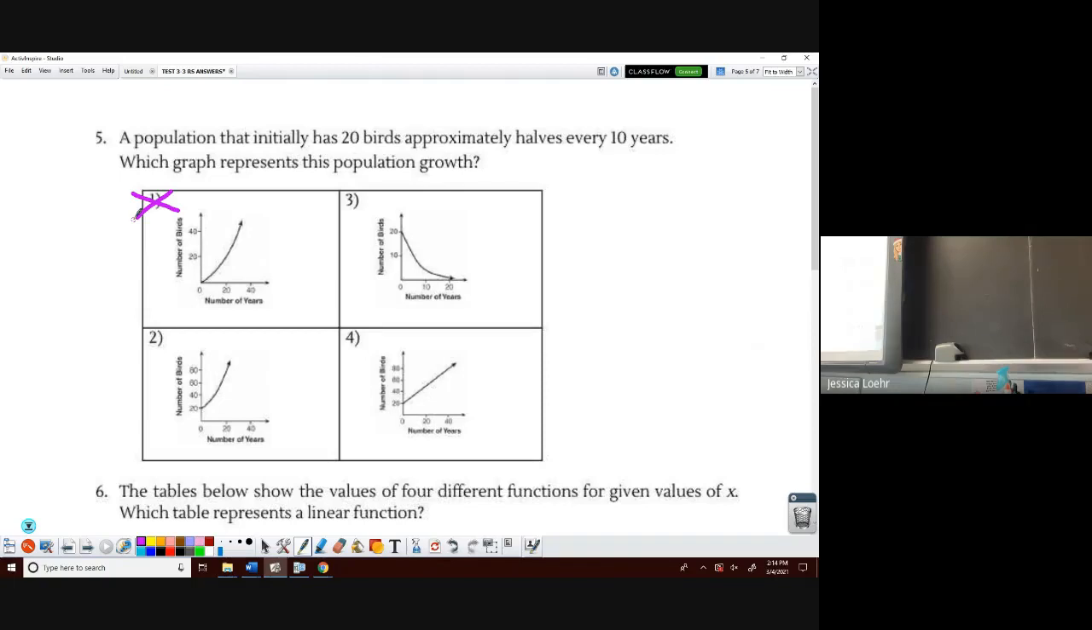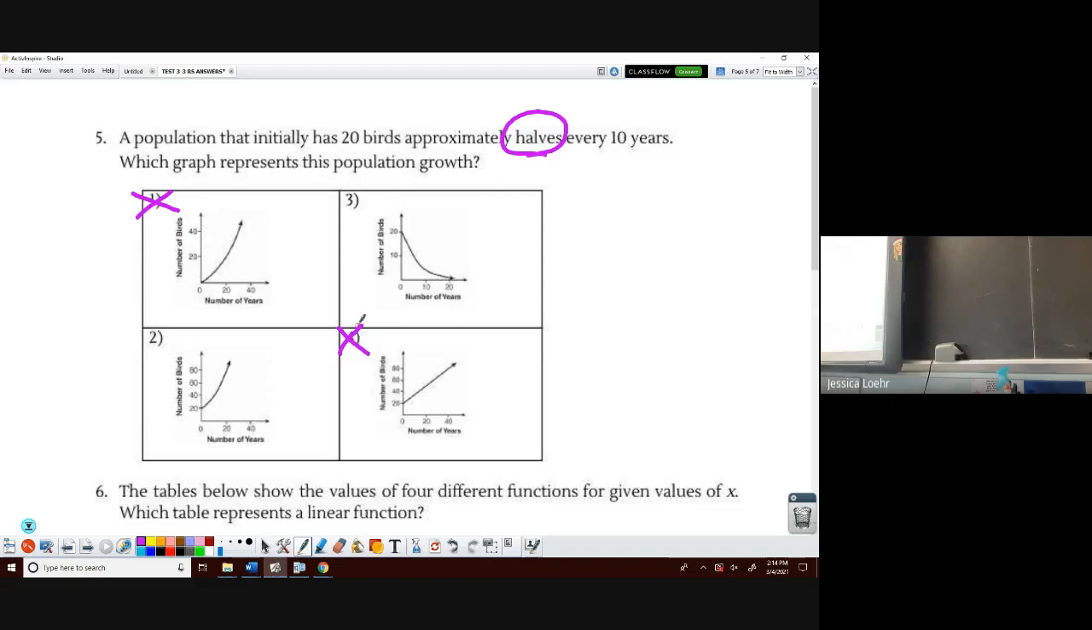The next thing you're looking at, if something is halving or doubling or tripling or quadrupling, it is not increasing in a linear manner, okay? It's increasing exponentially or it's decreasing exponentially. In this situation, it's halving, so it's going down each time. That's not linear. Remember, linear has a constant rate of change. That's exponential. These are exponential functions. So this is not possible because it's linear.